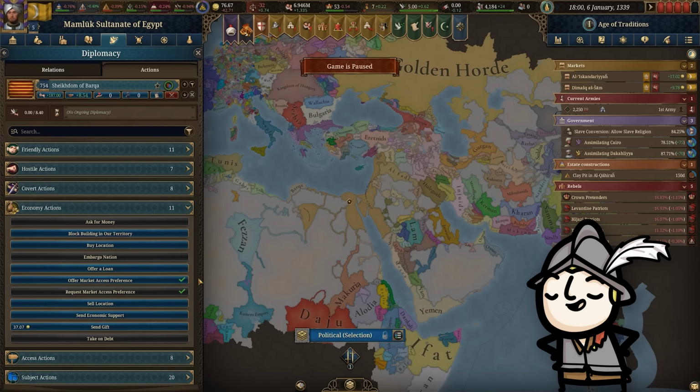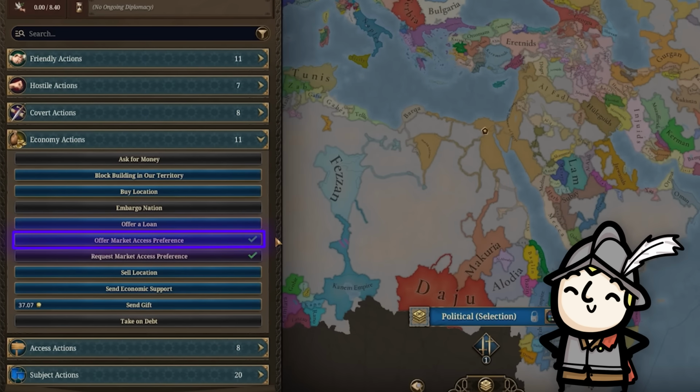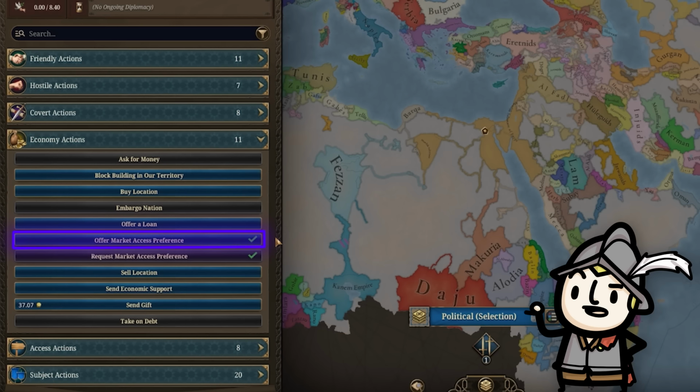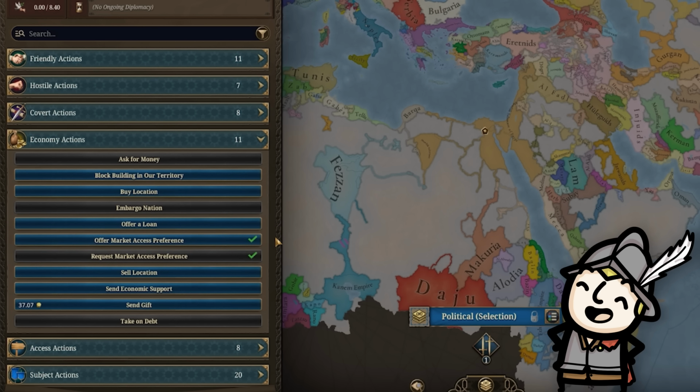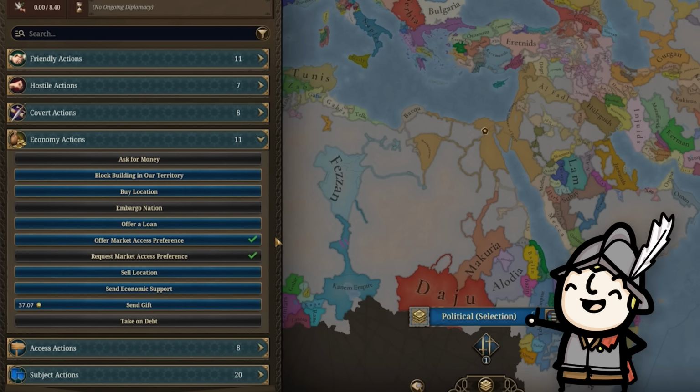There's also some diplomatic actions that we can engage in as well. Here we can see that diplomatically we can offer preferential access. This will make the locations in the nation that accepts more likely to join a market.